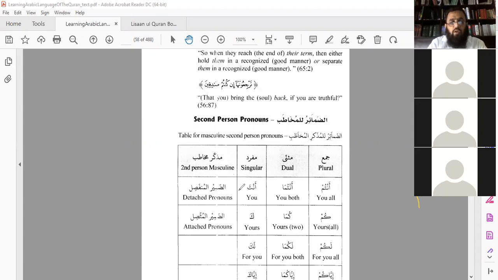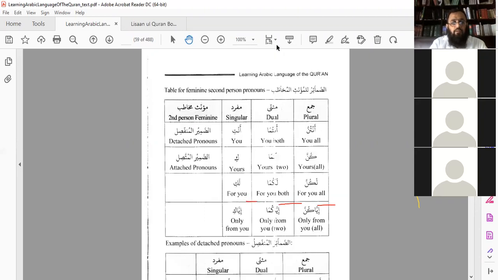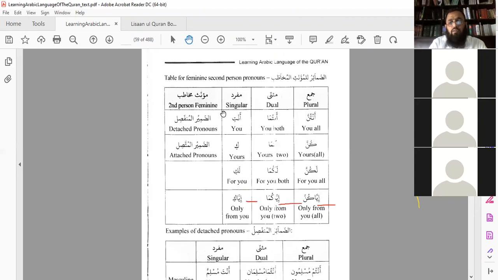So for mudhakkar al-mukhatab, remember please: wahid anta, for two antuma, for more than two antum. Now for muannath mukhatab: for wahid muannath mukhatab, anti. For two, antuma. For more than two, antunna.